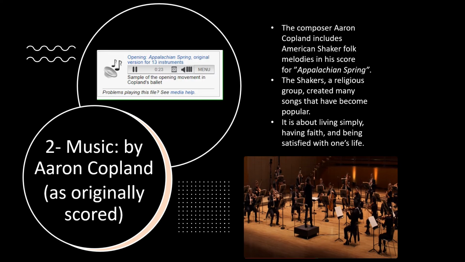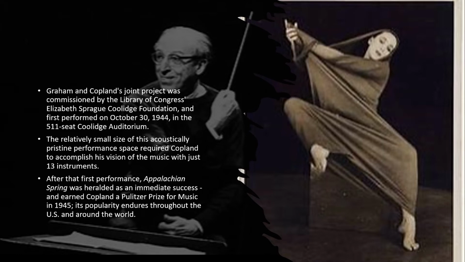So it's about living simply, having faith, and being satisfied with one's life. It's very simple, very holy, and I really love the music. And not just me. He also got a Pulitzer Prize for music in 1945 for it. Graham and Copland's joint project was commissioned by the Library of Congress and first performed on October 30th in the seats of College Auditorium. The relatively small size of the place required Copland to accomplish his vision of music with just 13 instruments, but still he earned that prize for making this masterpiece with Graham.